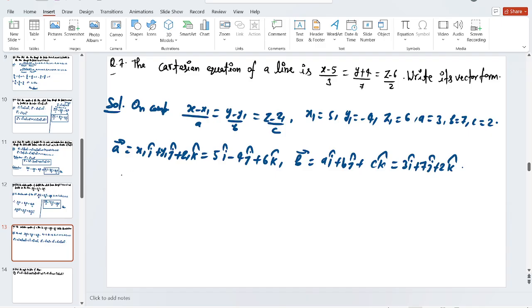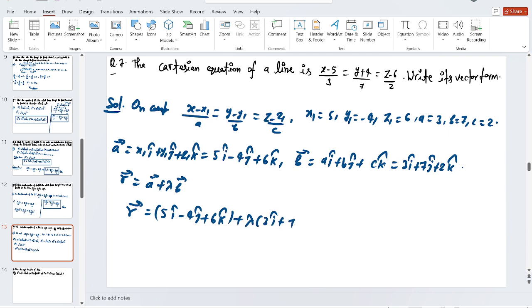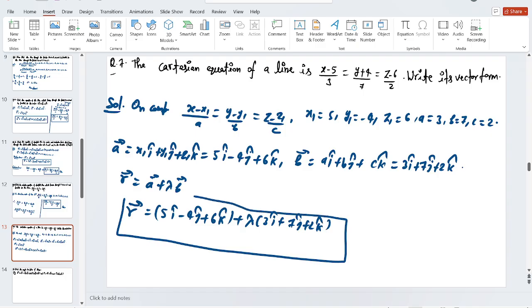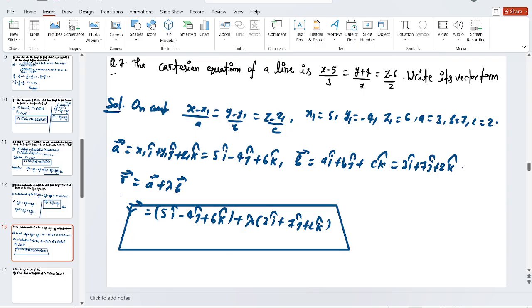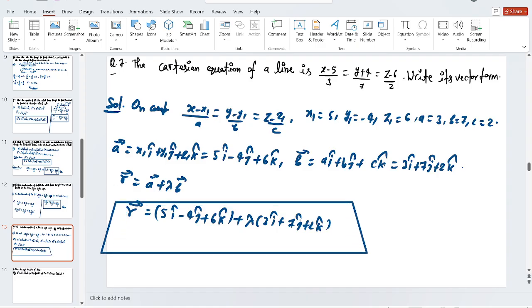So we know the vector form of the equation is vector r equal to vector a plus lambda times vector b. Using these values, we get vector r equal to 5i cap minus 4j cap plus 6k cap plus lambda times (3i cap plus 7j cap plus 2k cap). I hope it is clear. So this is our answer.